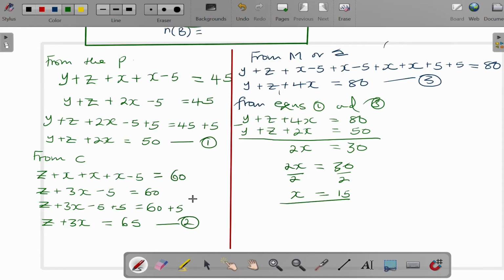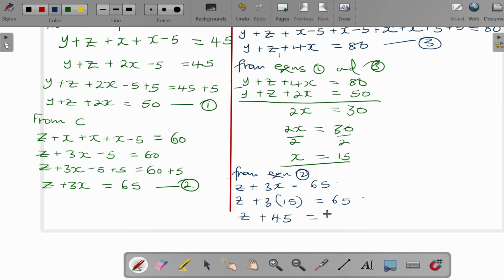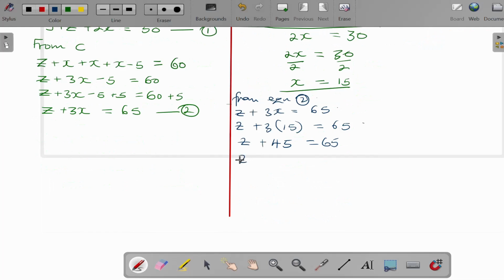So we proceed on. Let's substitute the value of X into this equation 2, so that we are in a position to get the value of Z. So from equation 2, which is Z plus 3X equaling to 65, we are substituting in the value of X, so we are going to have Z plus 3 times 15, which is equal to 65. So our Z plus 3 times 15, we are having our answer as 45, which is equal to 65. So we proceed. We have our Z plus 45 minus 45.